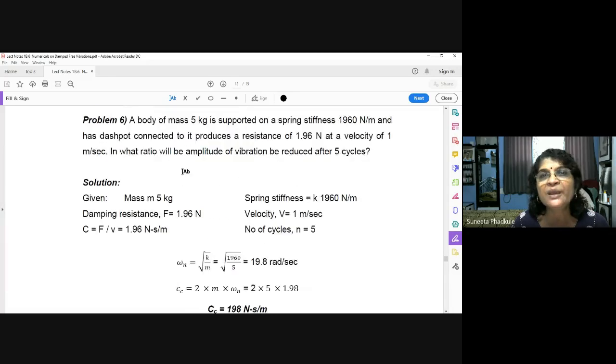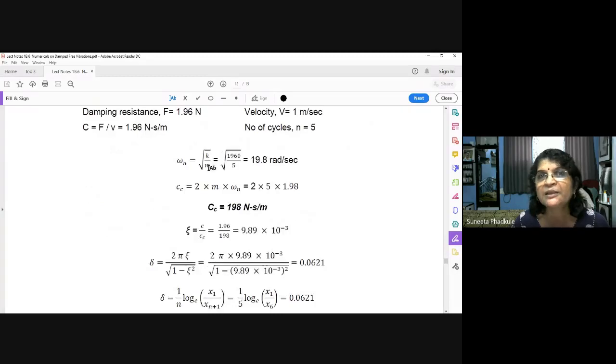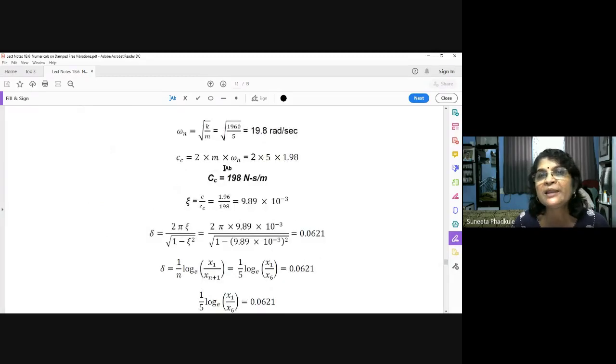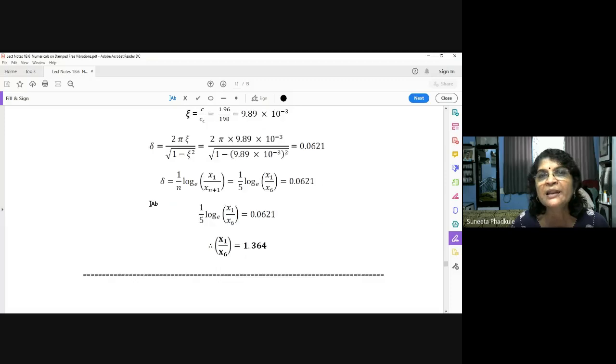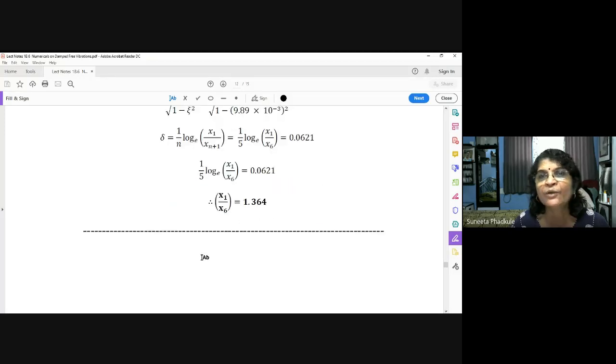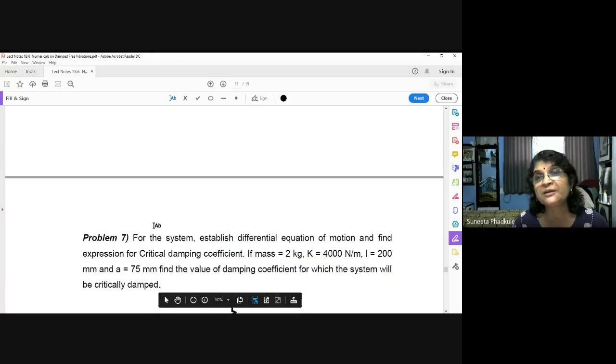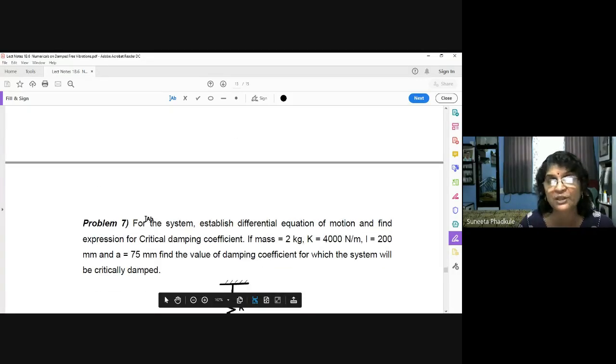So how is this problem solved? First find out omega n because k upon m is given. Then find out Cc, omega n calculated, m is given. Then from Cc and C, find out zeta. From zeta, find out delta. From delta, find out x1 upon x6. Understood? Very simple problem. It can be asked in the GATE examination for 2 marks only.